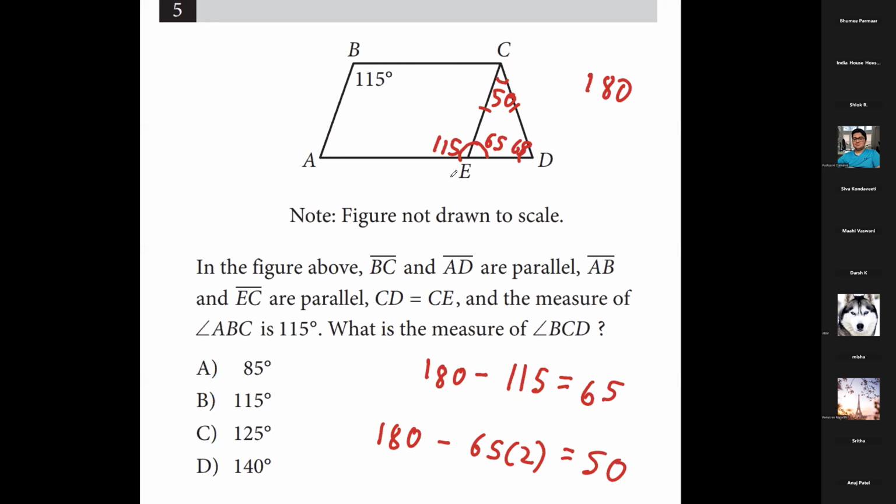We also know that this angle, using the opposite angles, is also 65. So we know that the total angle BCD is 65 plus 50, which would be 115, which is answer choice B.